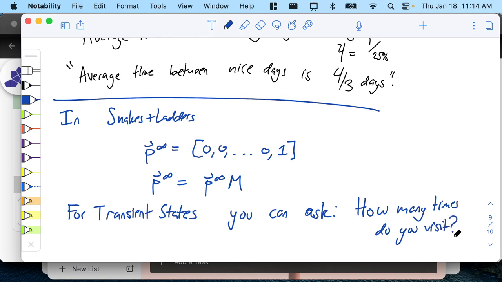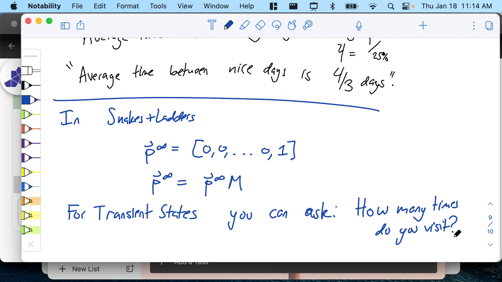So how many times you visit is going to be some random number. It could be very large, like unboundedly large, but with 100% chance, it will be finite. And you can ask what that is, and you can write down expressions for that, and you will be sure that whatever expression you write down will converge and will be a meaningful thing.